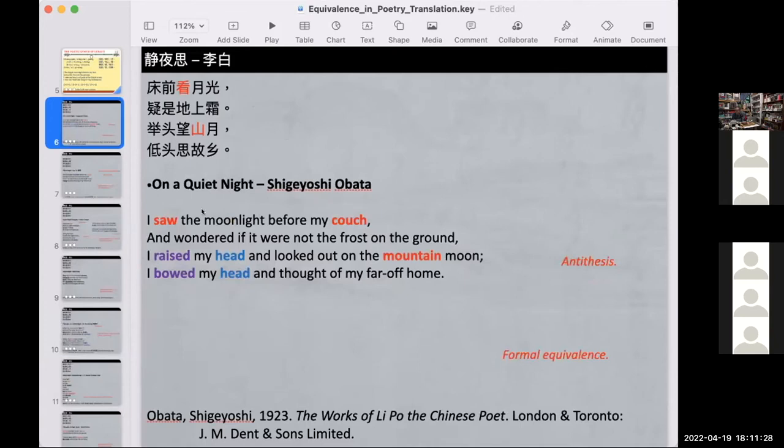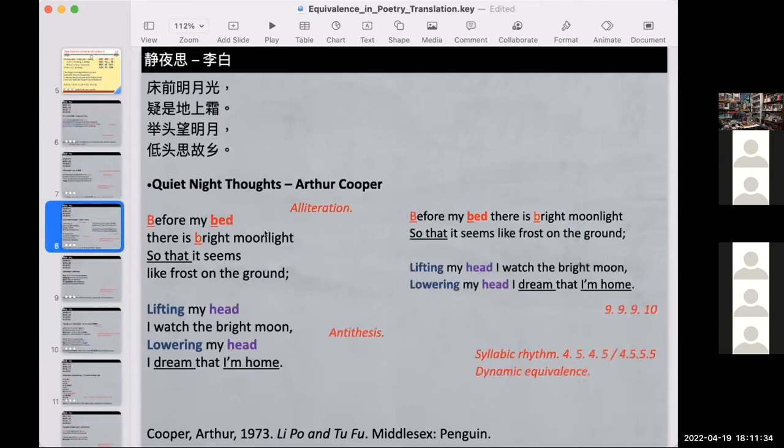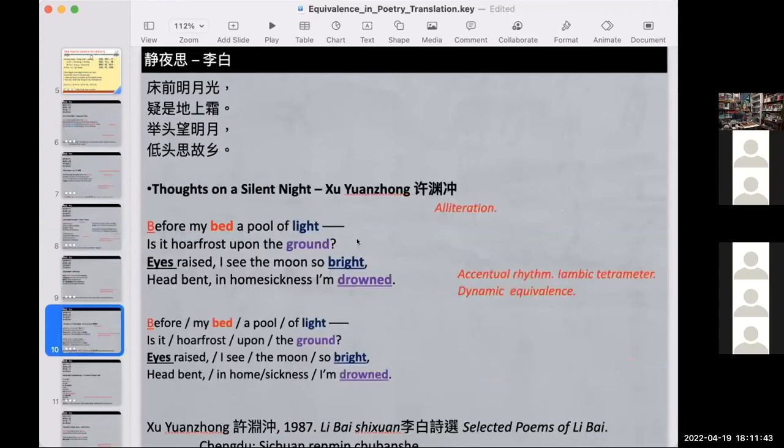Couch, ground, moon, home, no end rhyme. Couch, ground, moon, land, no end rhyme. Bed, moonlight, seams, ground, head, no end rhyme. Streams, covered, sea, no end rhyme. This is the only one: light, bright, ground, drowned. So there is a rhyme scheme. The rhyme scheme is A, B, A, B.